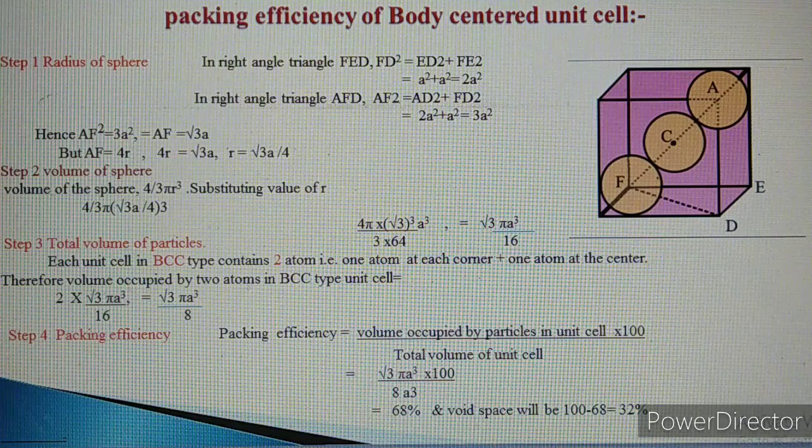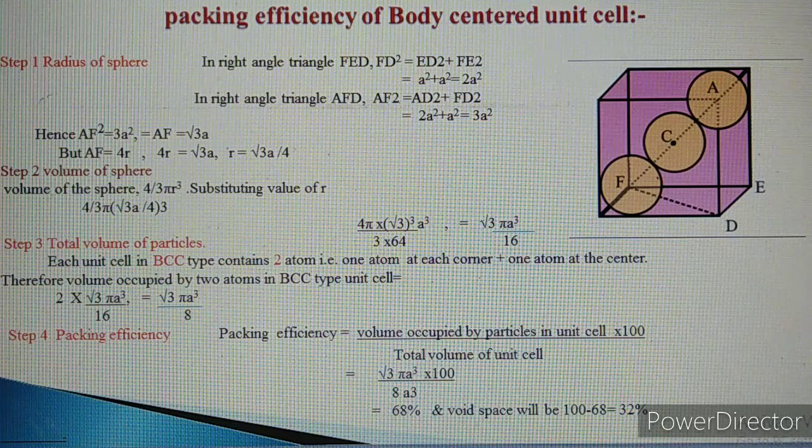And what about the void space or empty space? Void space will be 100 minus 68, which is equal to 32%. So the packing efficiency in a body centered unit cell is 68%, while the void space present in a body centered unit cell is 32%. So this is the way to find the packing efficiency in a body centered unit cell.